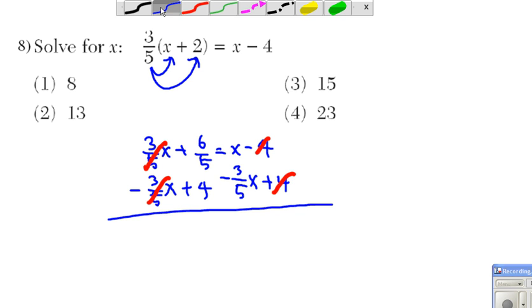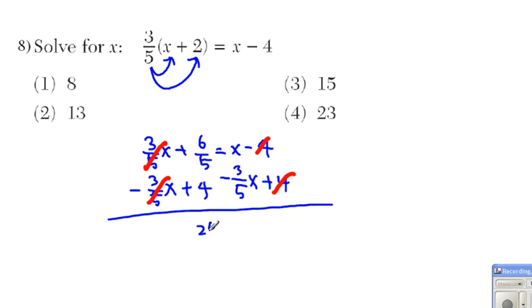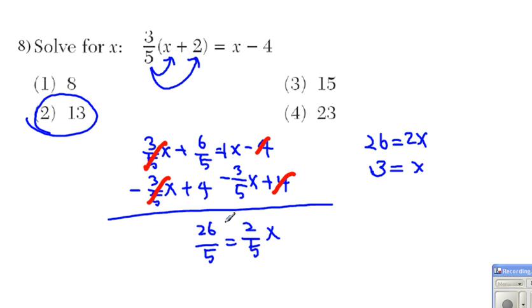Now, let us go back to calculation. Here we have, 4 is 20 over 5, so therefore we end up getting 26 over 5. On the right side, we have 1 is hidden, 1 minus 3/5, then we are left with 2/5x. Now notice that both denominators are 5, that means 26 here must be equal to 2x. That means x must be equal to 13. And that becomes our final answer.